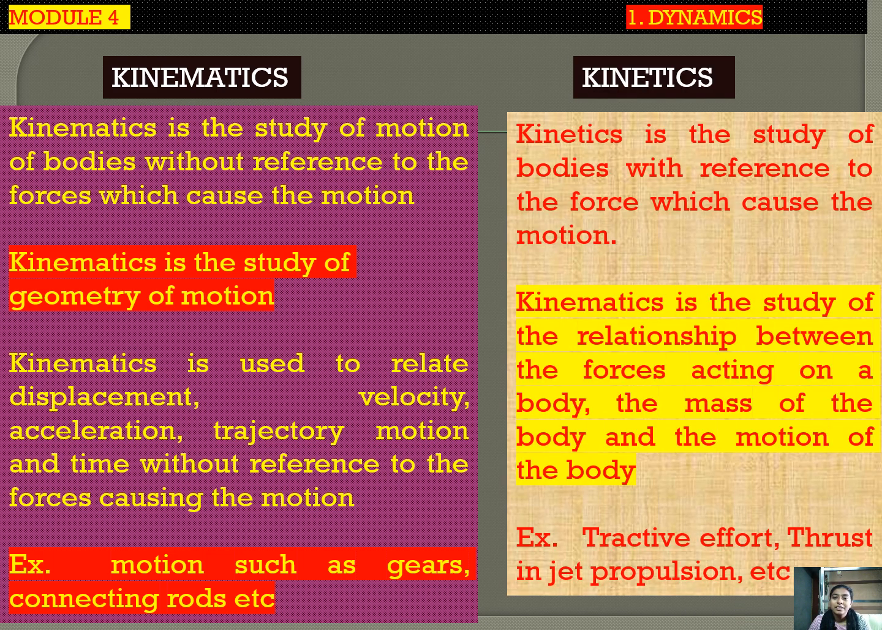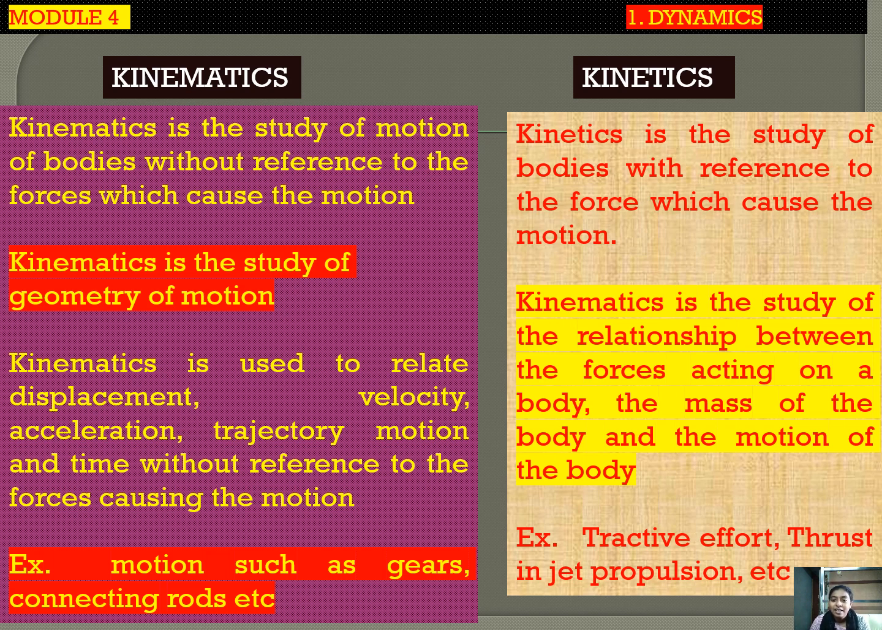Now, kinetics. Kinetics is the study of bodies with reference to the forces which cause the motion. So forces are also considered, and it is the study of the relationship between the forces acting on the body. We have seen that in our first class.